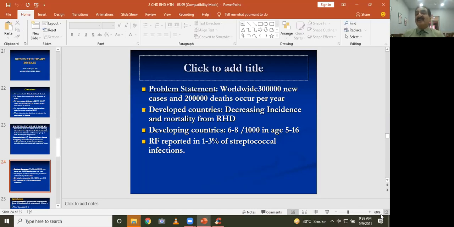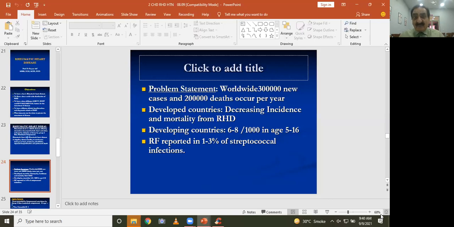And it has been seen that the incidence of this disease has lessened in the developed world, because they have improved their environmental conditions, and the chances of transmission of the infection are minimal. Therefore the incidence of this disease is decreasing, and definitely the mortality from rheumatic heart disease is decreasing in the developed countries. But in the developing countries, it is still an important cause of disability and death in school-going children of 5 to 15 or 5 to 16 years of age. The prevalence of the disease is 6 to 8% among students of 5 to 16 years of age in the developing countries.